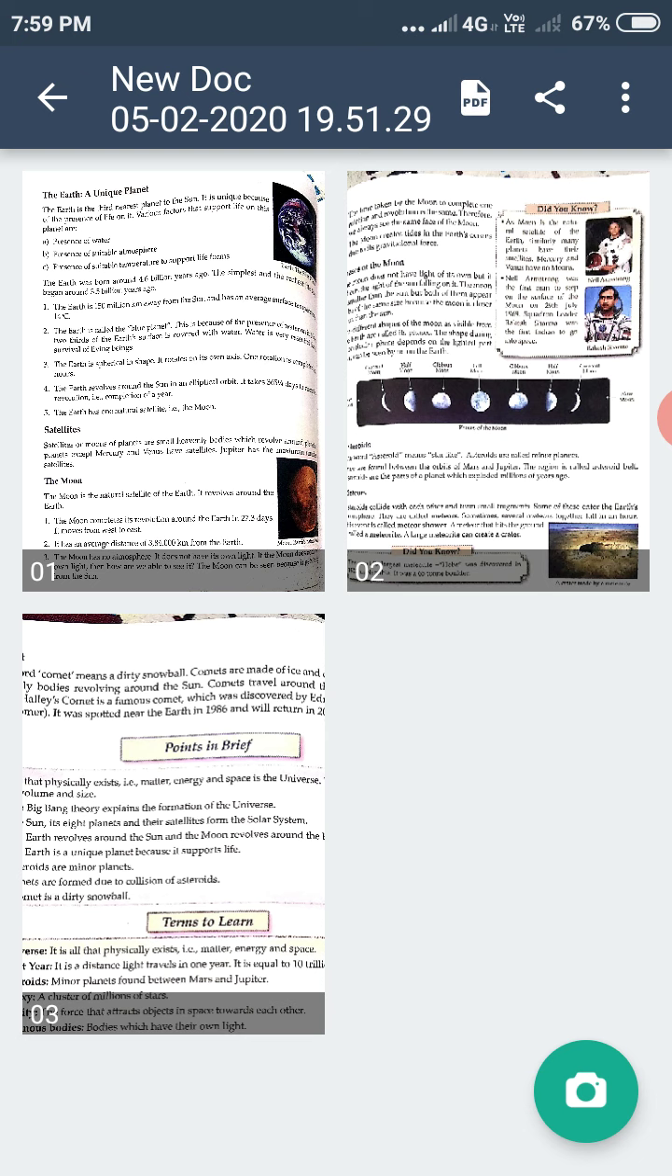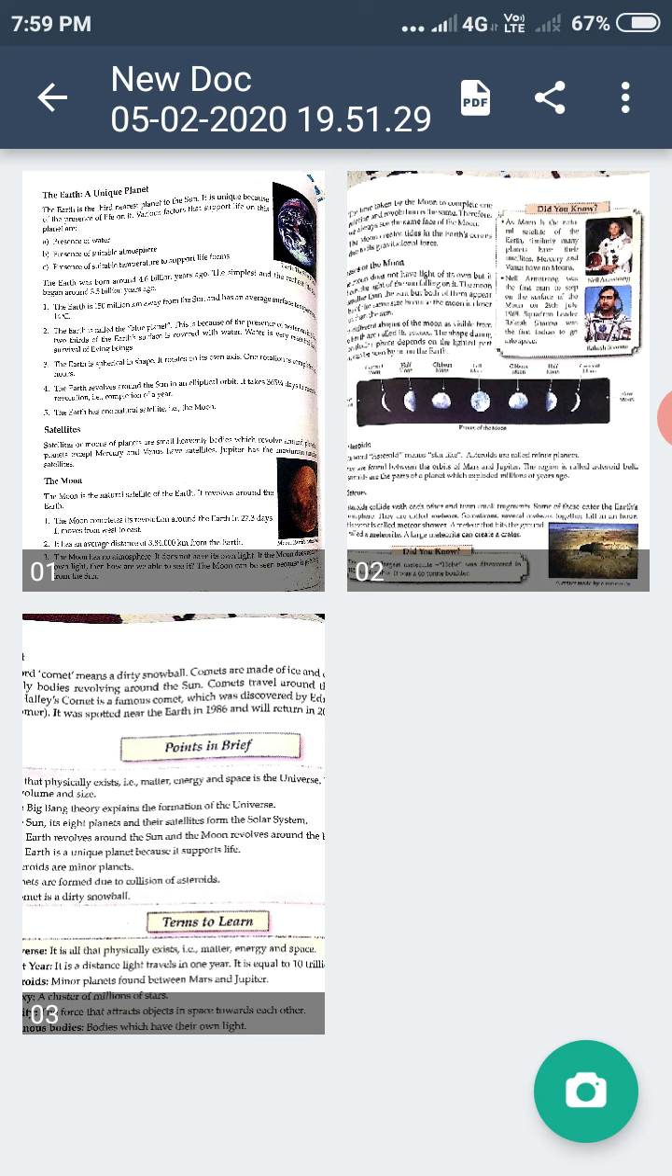The moon creates tides in Earth's oceans due to its gravitational force. Now, there is gravitational force in the moon. Gravitational force pulls things towards it. So, that is why it creates tides. Tides means waves, high waves in the Earth's oceans.